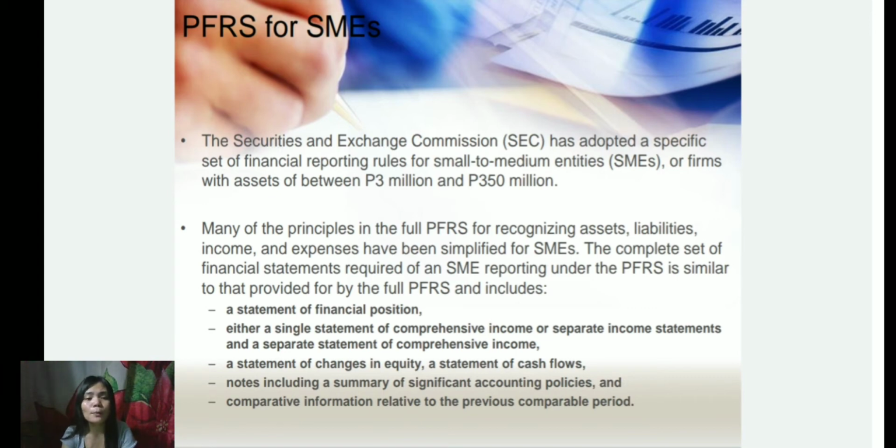The complete set of financial statements required of an SME reporting under the PFRS is similar to that provided for the full PFRS and includes first a statement of financial position, or the balance sheet. Next, either a single statement of comprehensive income or separate income statements and a separate statement of comprehensive income. Next, a statement of changes in equity, a statement of cash flows. Next, notes including a summary of significant accounting policies, and lastly, comparative information relative to the previous comparable period.